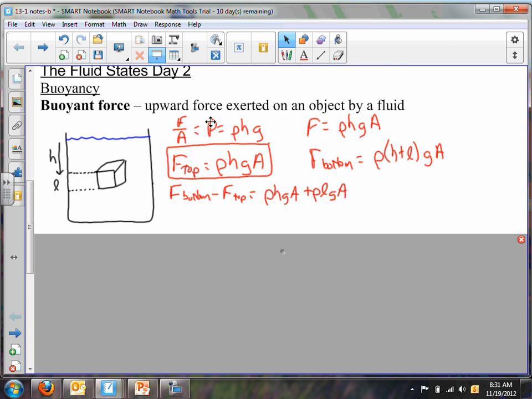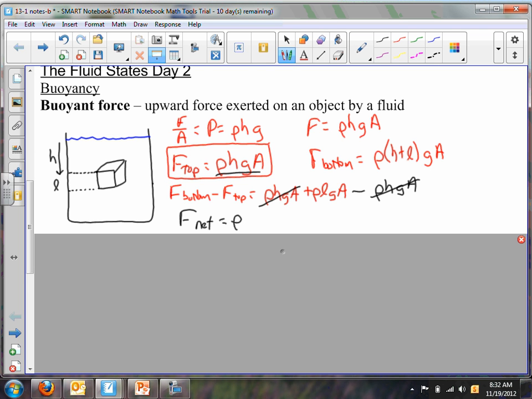Now I have to subtract this, which is the force on the top, weight density HGA. What you'll notice is these cancel out. So what we get is the net force, the difference between those two forces, is weight density times L times G times A.